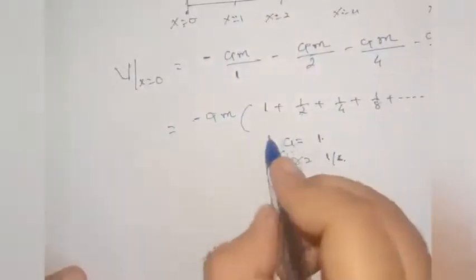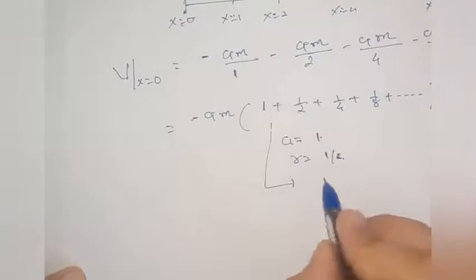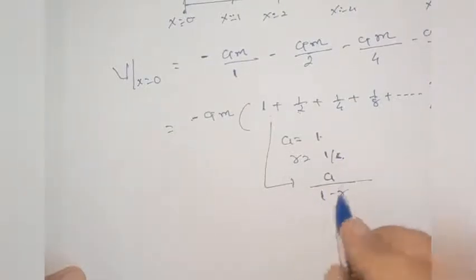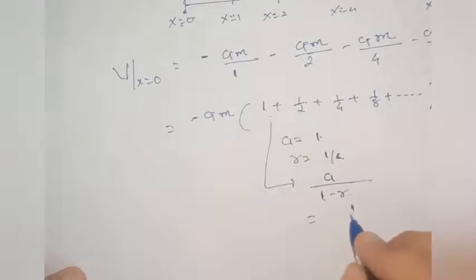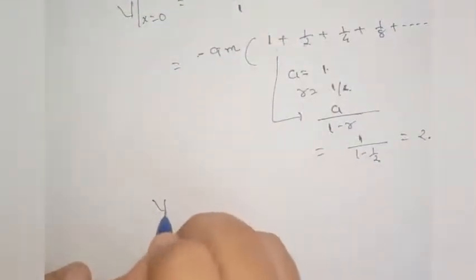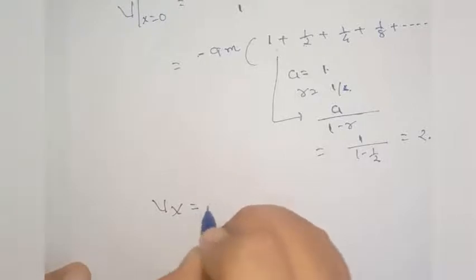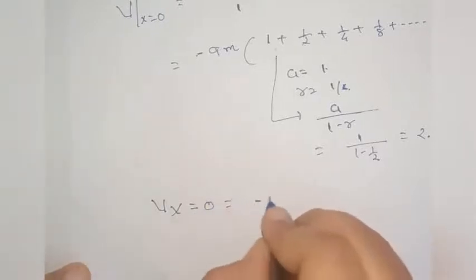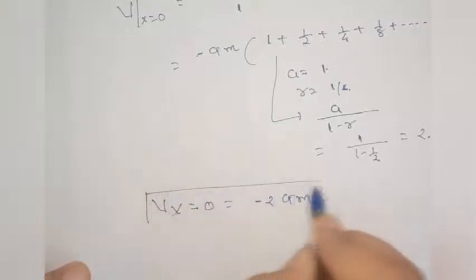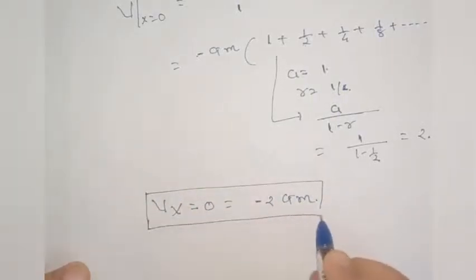So this sum will be a upon 1 minus r, that is equal to 1 divided by 1 minus 1 by 2, which is equal to 2. So the potential at x equals 0 will be equal to minus 2GM. So this will be our final answer.